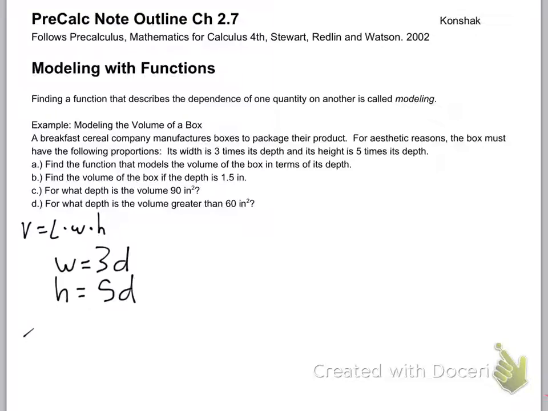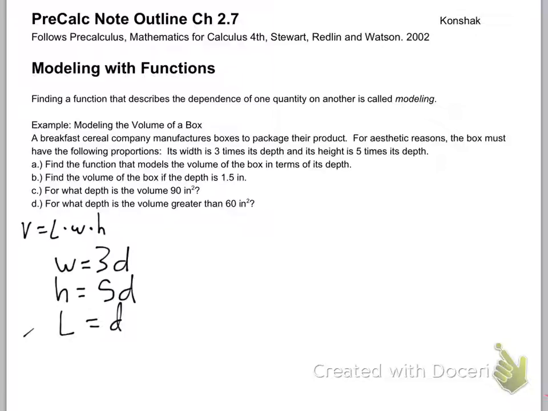So what do you think they actually mean? That the length is the depth. Because there are only 3 dimensions to a box: a width, a height, and a length. They tell you there's a width and a height, and they're not talking about anything other than those 2 and a depth. So the depth has to be the length.